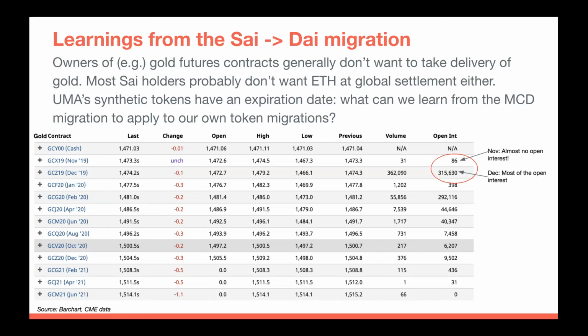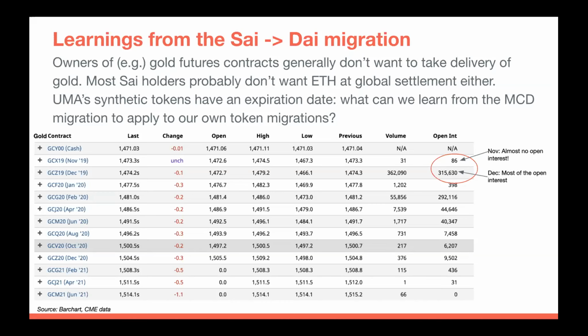In UMA's case, some of the financial infrastructure that we're building for the Ethereum community creates these expiring synthetic tokens, where we could create a synthetic gold token, for example, that expires next month. Watching how this on-chain migration from Psi to Dai occurs in a decentralized, large-scale fashion is going to be really interesting for us to figure out what learnings we can apply to our own token migrations, with the general interest of promoting as much liquidity as possible in all of these synthetic products.